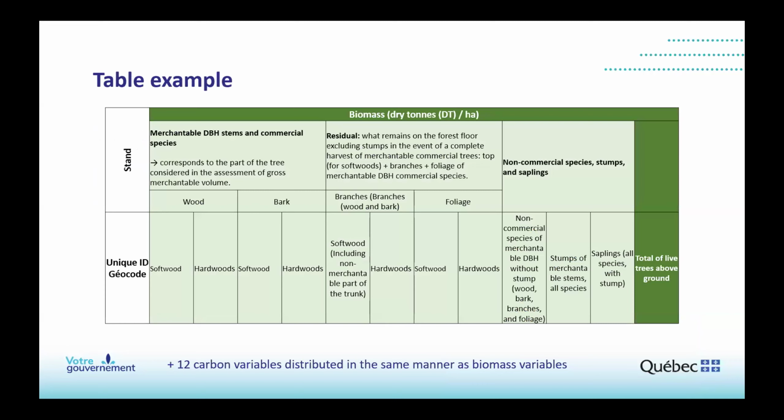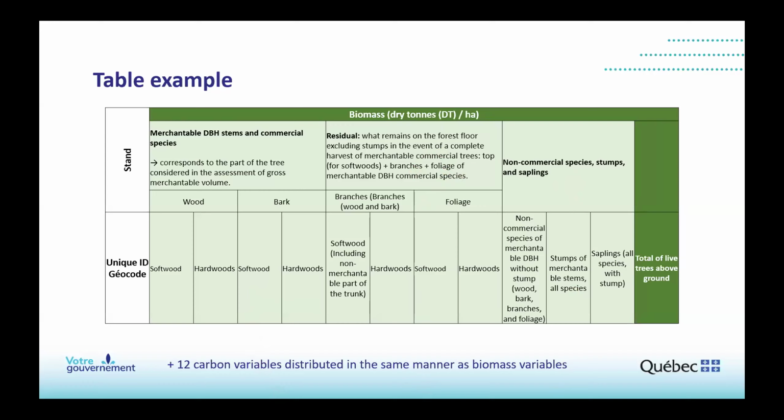So, a table example. As you can see, the table is divided in 3 parts. The first part is all the wood parts that are extracted from the forest within forestry. The second part is the residual part of the trees that we leave on site, and the third part is the non-commercial species stump and sapling. These are 12 variables for biomass. We also have 12 other variables for carbon, presented the same way as the biomass variables.